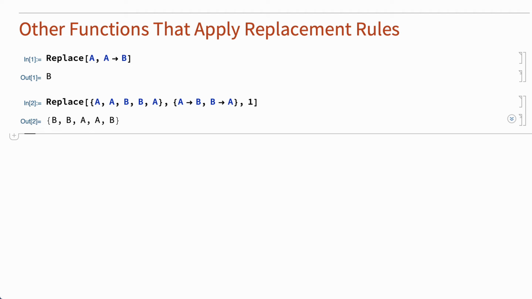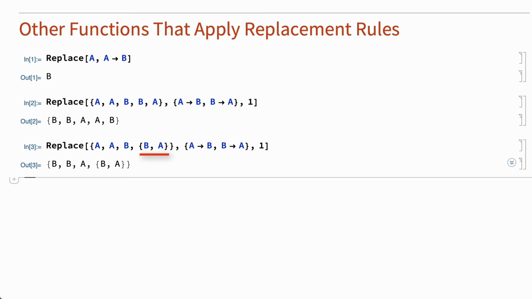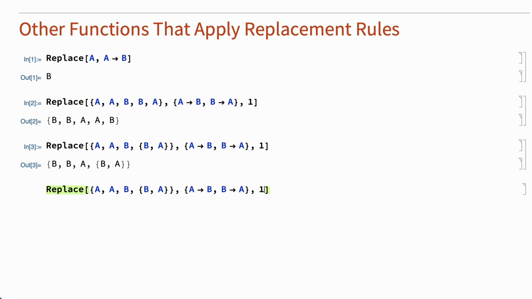The rules in this example just swap the A's and the B's. Replacements are not done for other levels in the expression. For example, the A and the B in the sublist in this example, which are at level 2, are not swapped. The level specification can also be All, which causes Replace to make replacements at all levels in the expression.